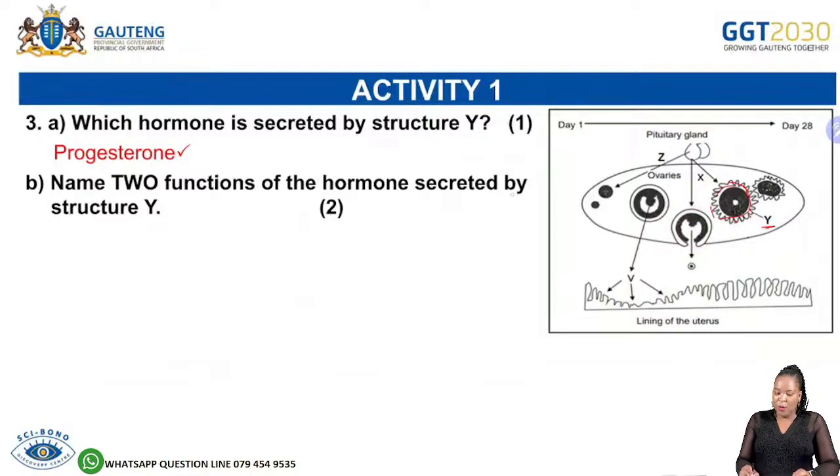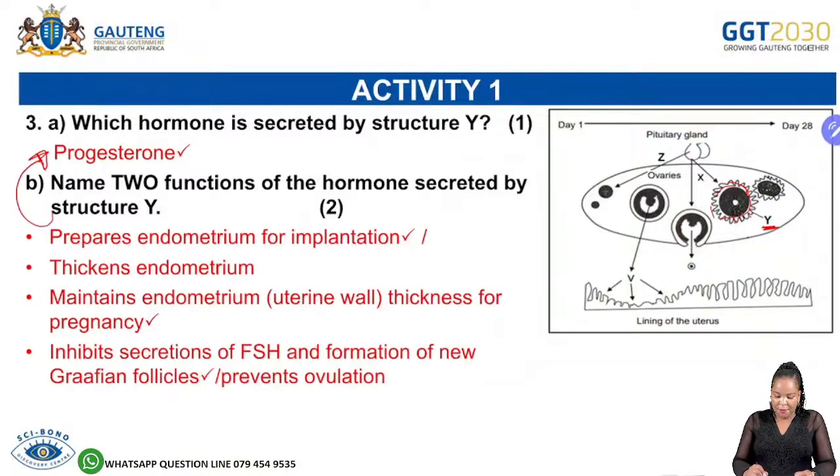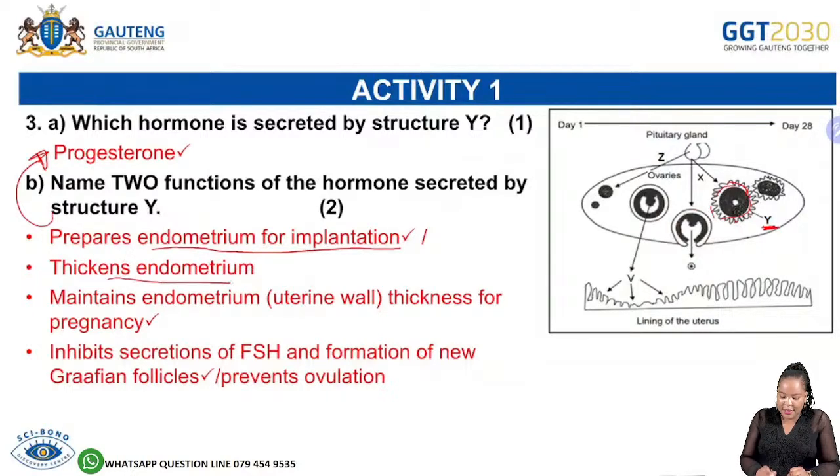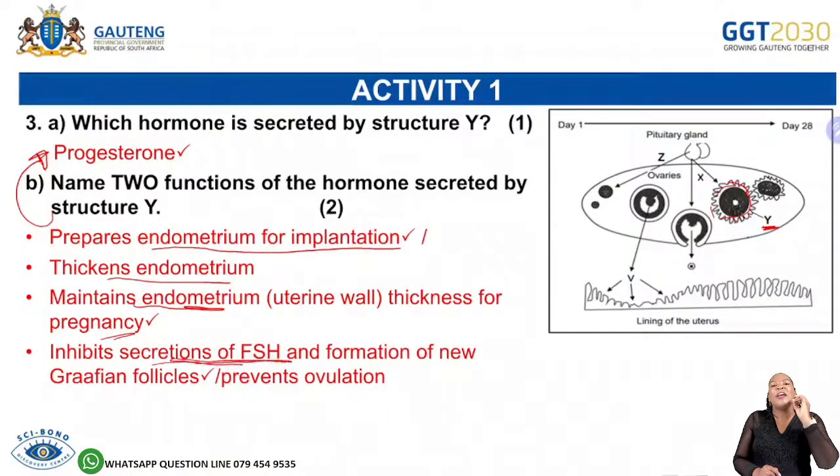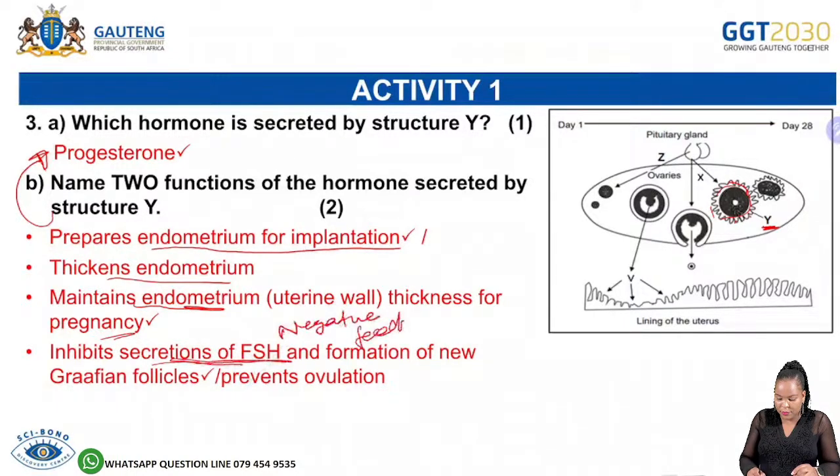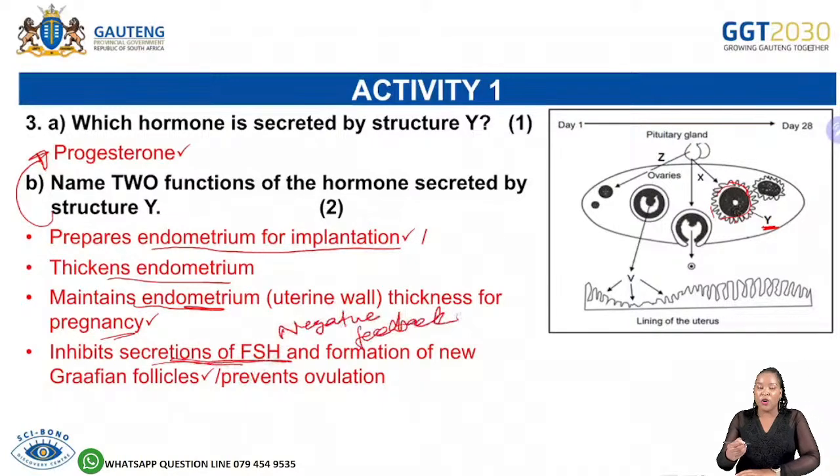Name two functions of the hormone secreted by structure Y. So this progesterone that is secreted, what is its function? The function is to prepare the endometrium for implantation. Remember, it thickens the endometrium and then maintains that thickness for pregnancy. Or you can also say it inhibits the secretion of FSH. We've spoken about this when we were talking about negative feedback. Right, so those are the functions of progesterone.